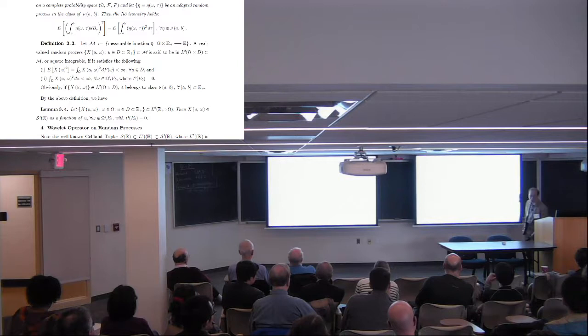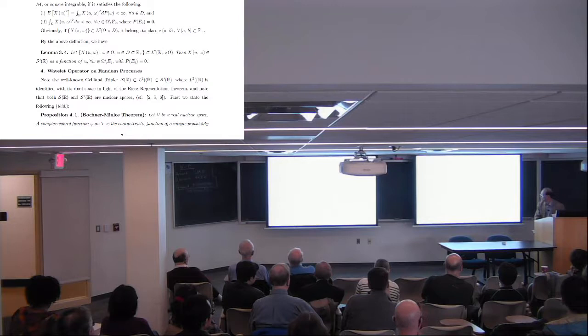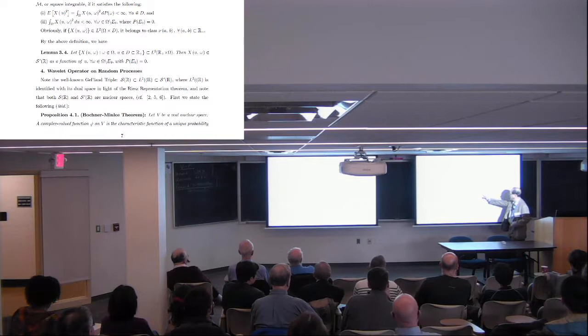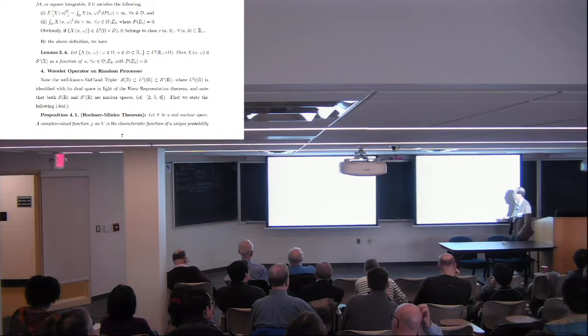So by this, okay, this is the well-known Gelfand triple. This and this, and this another. This is identified as its dual space by the Riesz representation theorem, and then we have this still a nuclear space.